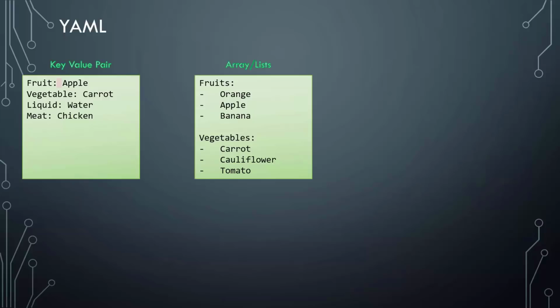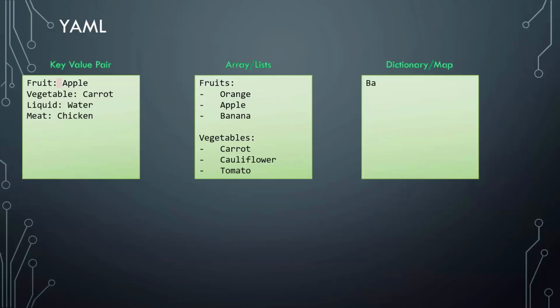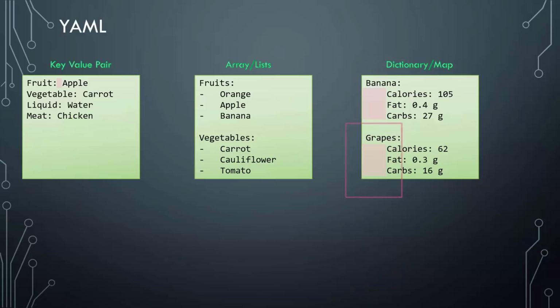How about a dictionary? A dictionary is a set of properties grouped together under an item. Here we try to represent nutrition information of two fruits. The calories, fat, and carbs are different for each fruit. Notice the blank space before each item. You must have equal number of blank spaces before the properties of a single item, so they are all aligned together.